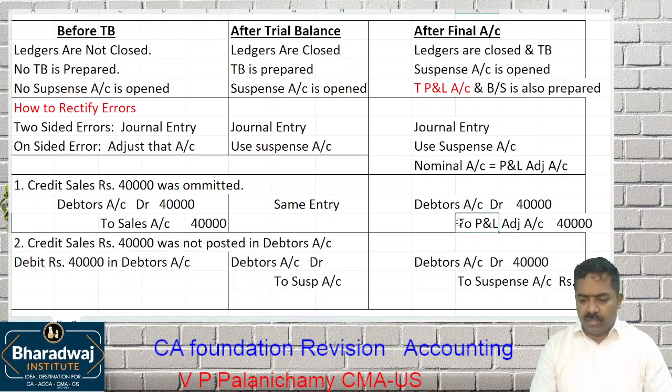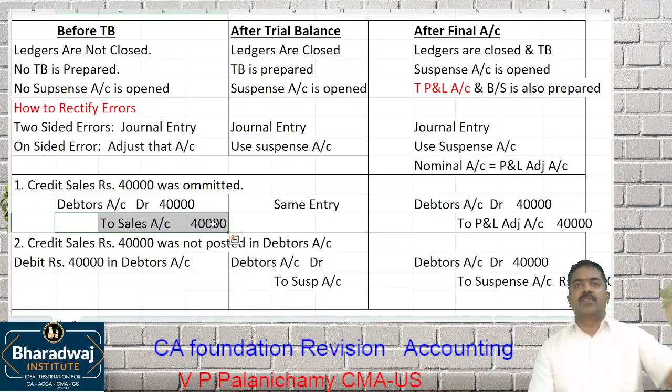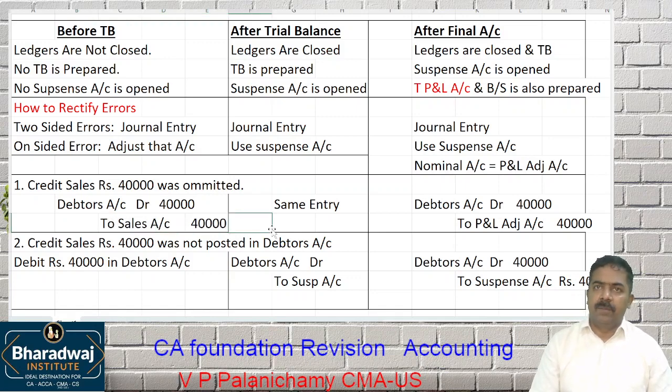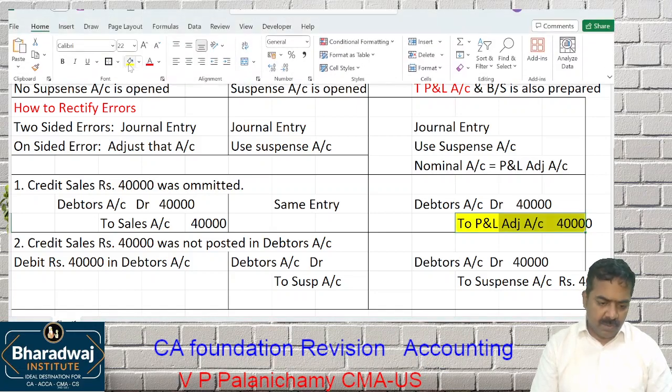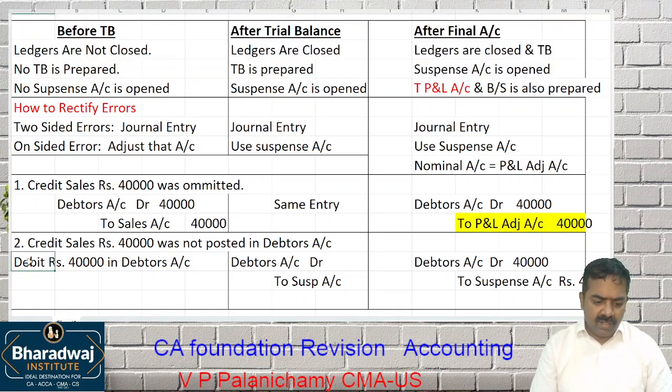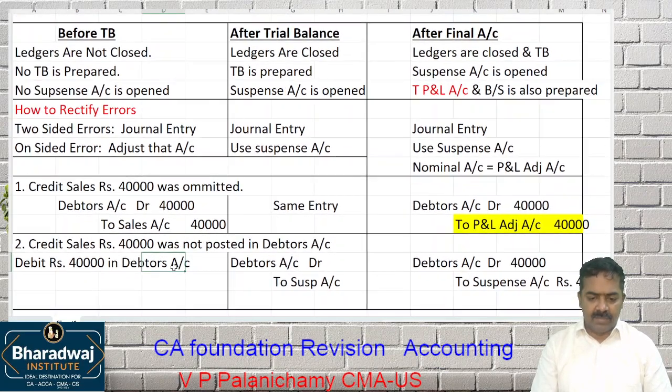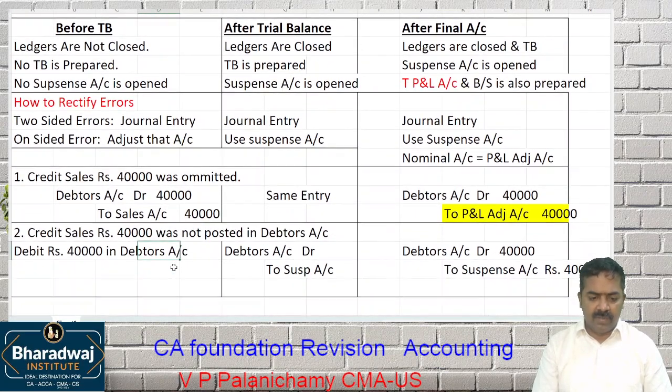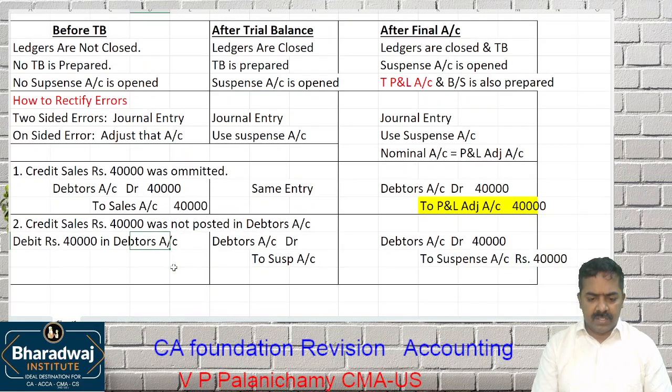Do you understand? Here, why are we using P&L adjustment account? Sales is already transferred to which account? Trading P&L account and closed. So in that place, we use which account? P&L adjustment account. But here, in the second one, there is no nominal account involved in the error. If a nominal account is involved in the error, only then we will use which account? P&L adjustment account. Take up this, then we'll proceed. Some more examples we'll do, then we'll go for the next.